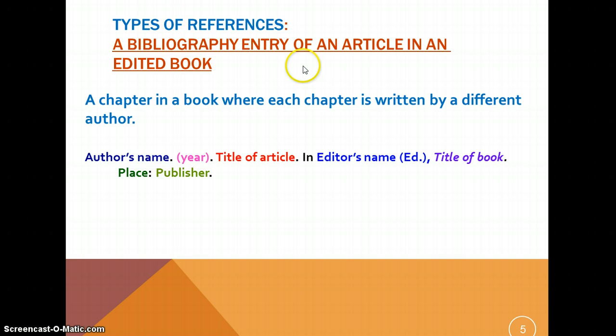And here we have a bibliographical entry of an article in an edited book. That means it's a book of articles. Each chapter in the book is written by a different author. And again, it follows a similar order. It's the author's name of the article, the year the book was published, the title of the article, the editors' names. That means the editors of the book, and the title of the book, where the book was published, and by which publisher.